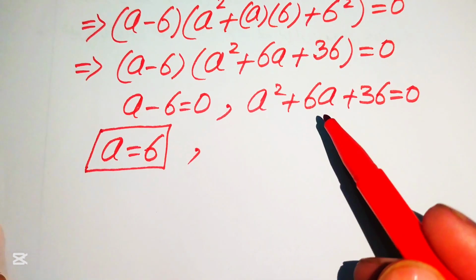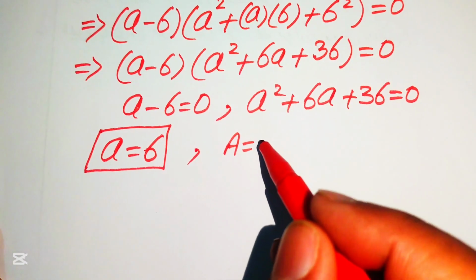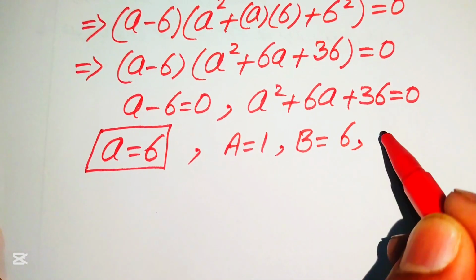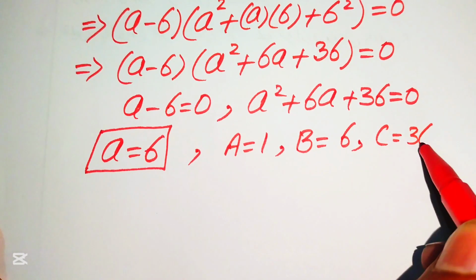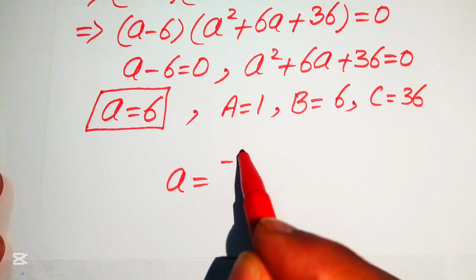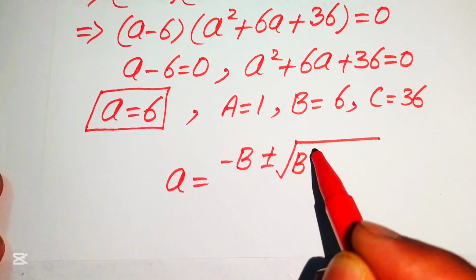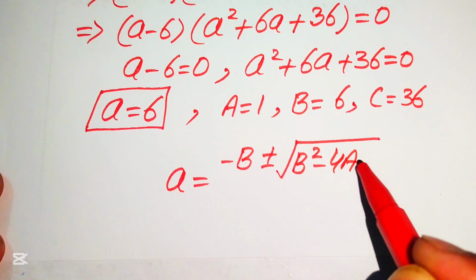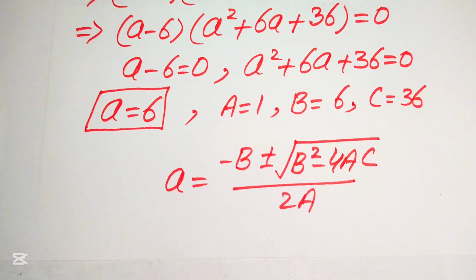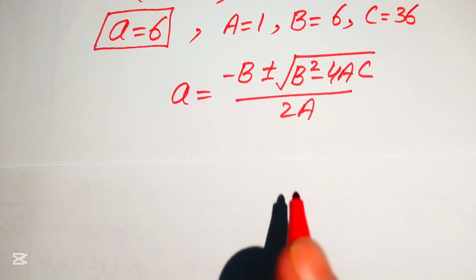So here we can apply the quadratic formula. First we write the coefficients of this equation, and its coefficients are a equals 1, capital B equals 6, and capital C equals 36. And we know the quadratic formula. It is stated as minus b plus minus square root of b square minus 4 times AC, divided by 2 times A. So here we need to substitute the values of A, B and C in this formula.